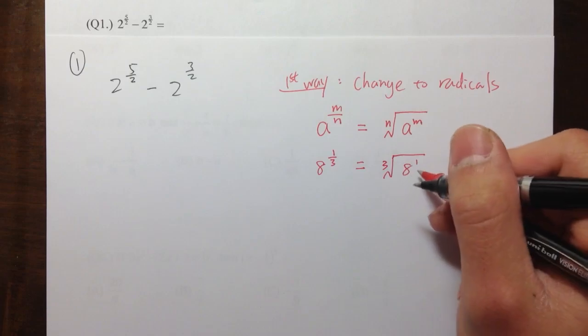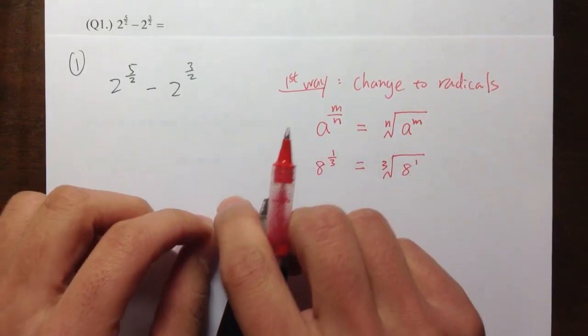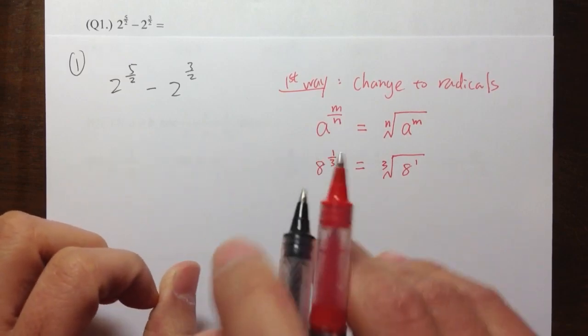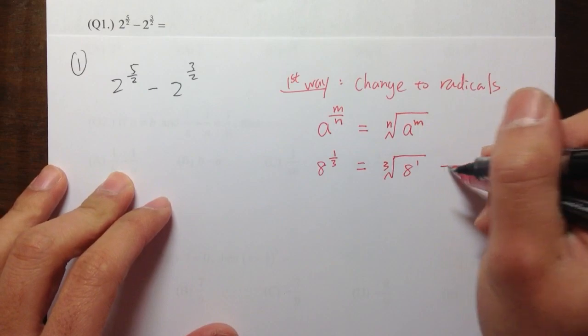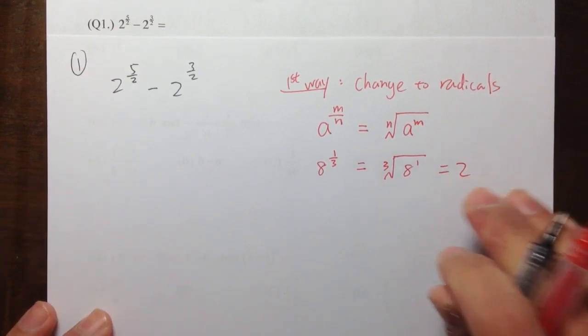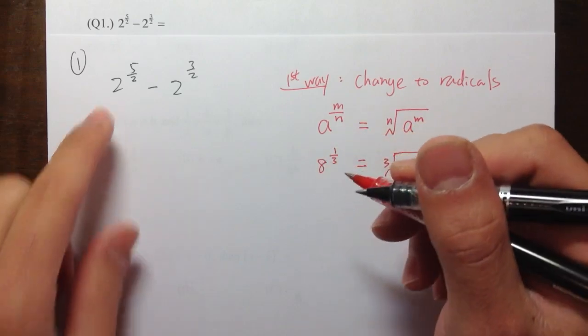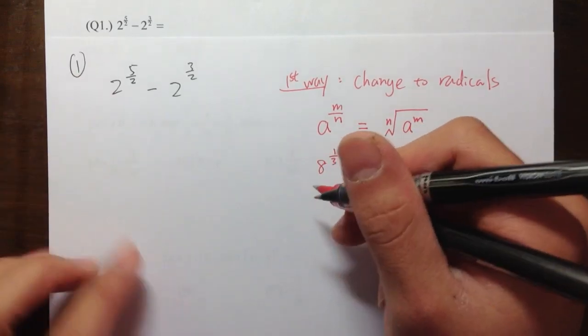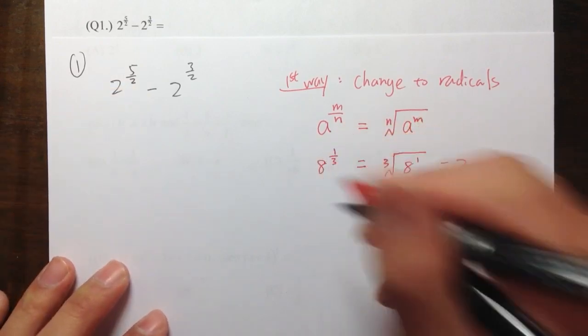And so to solve this, you will just need to ask yourself, what number times what times what is equal to 8? And the answer is 2, because 2 times 2 times 2 is 8. And in this case, we are dealing with a 2, right? 2 to the 5 over 2 power. And let me just put this down right here.